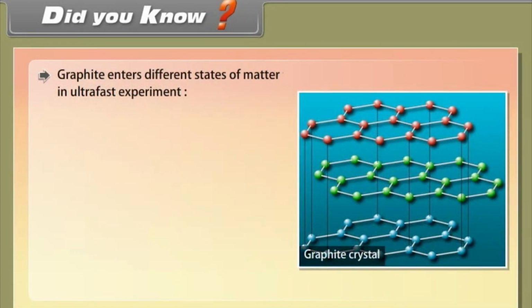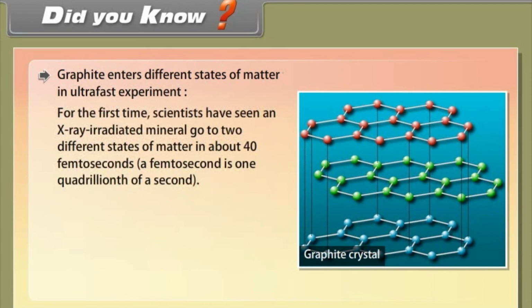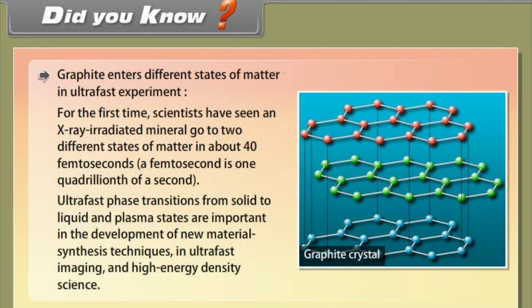Did you know? Graphite enters different states of matter in ultra-fast experiment. For the first time, scientists have seen an X-ray irradiated mineral go to two different states of matter in about 40 femtoseconds. A femtosecond is 1/4,000,000th of a second. Ultra-fast phase transitions from solid to liquid and plasma states are important in the development of new material synthesis techniques, ultra-fast imaging and high energy density science.